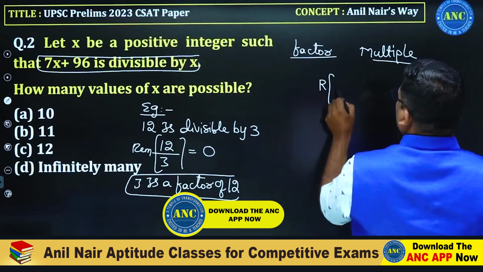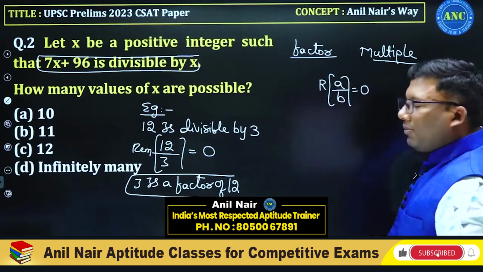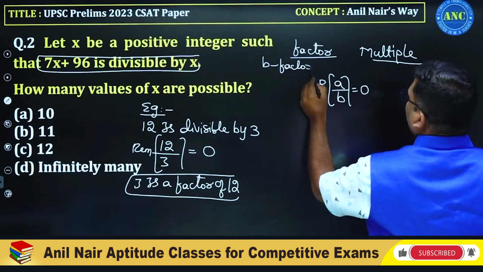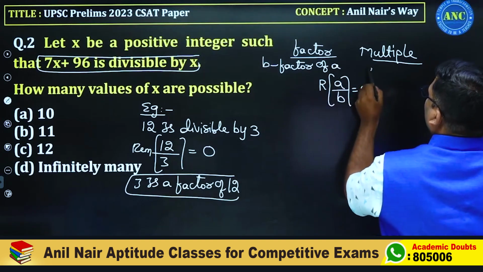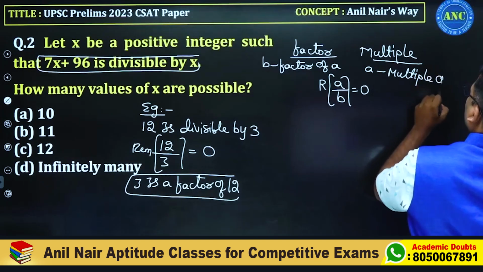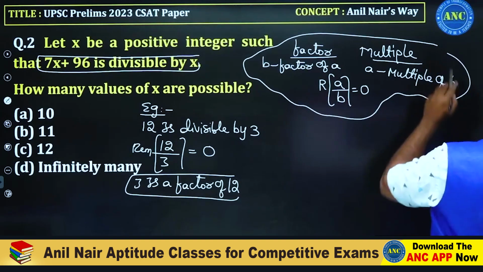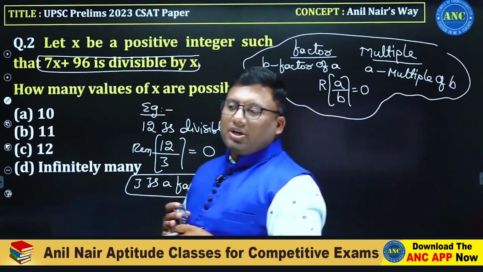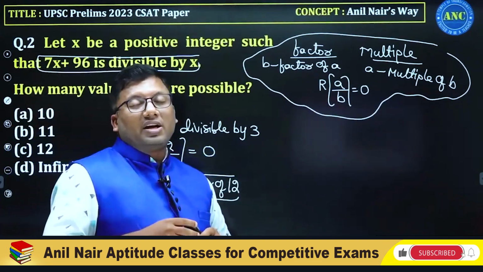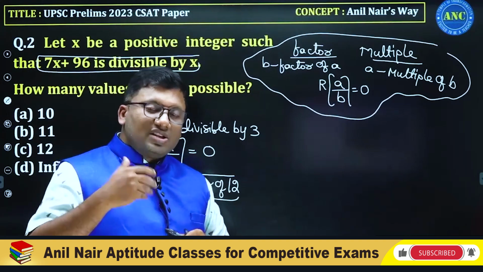If I take a divided by b and the remainder is 0, then b is called a factor of a, or a is called a multiple of b. A simple question based on the definition of factors and multiples: 6 when divided by 2, remainder 0. That means 2 is a factor of 6, or 6 is a multiple of 2.